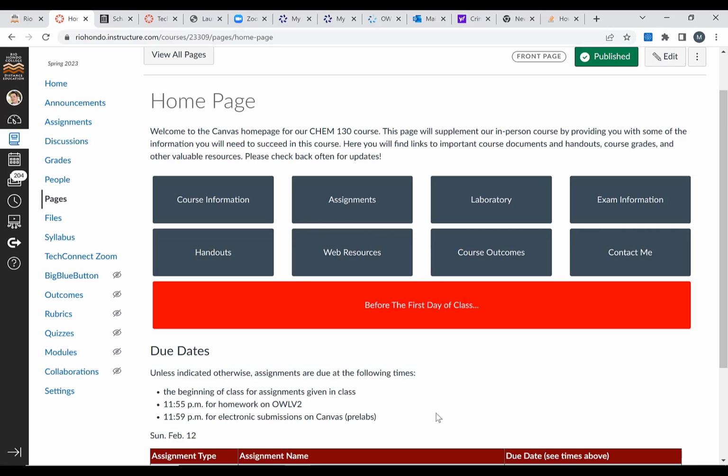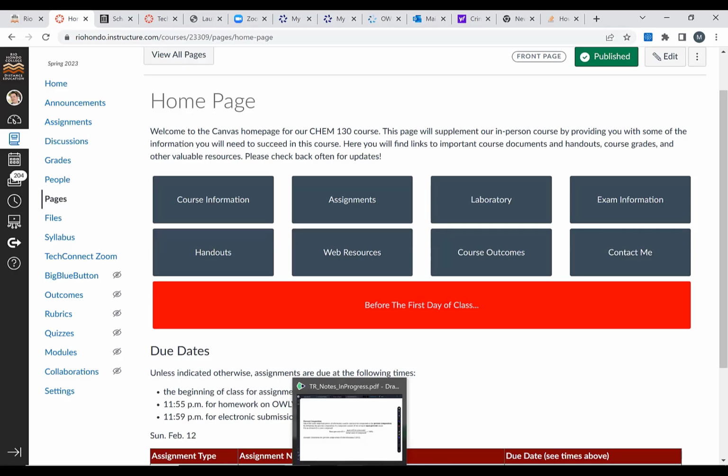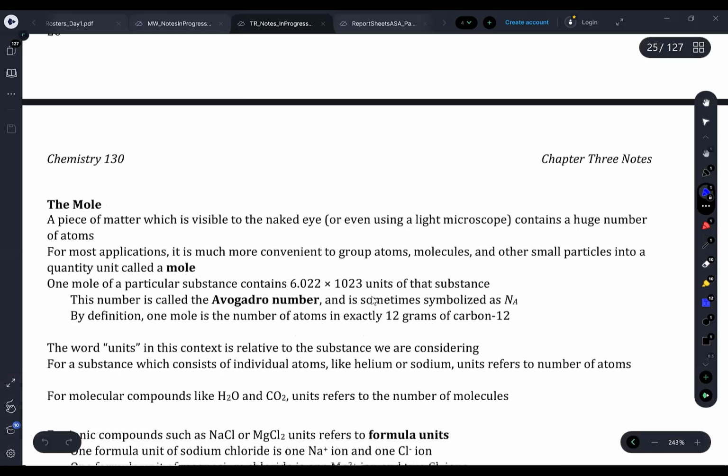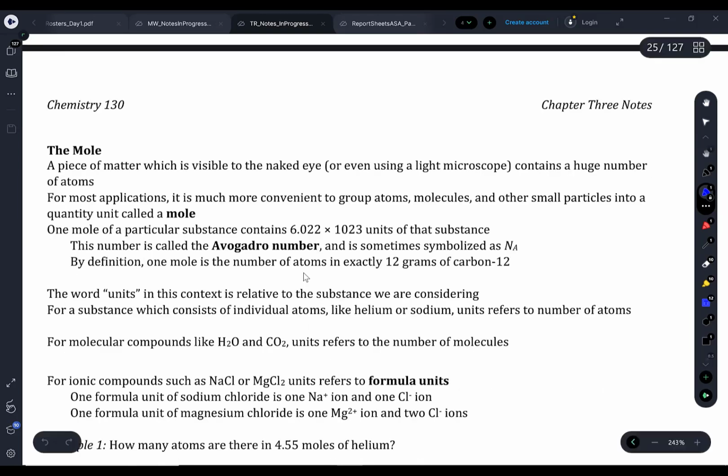I'm going to go a little out of order today, and that is because of the lab coming up. I'm going to actually skip to page 21 in the notes, and I'm going to talk about material that should be familiar, and that is material on the mole.